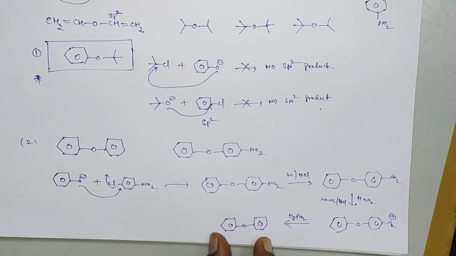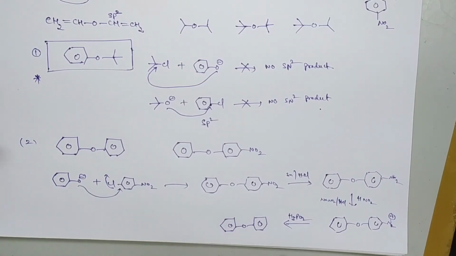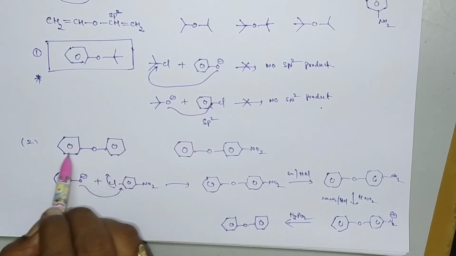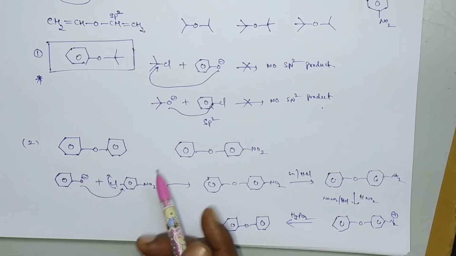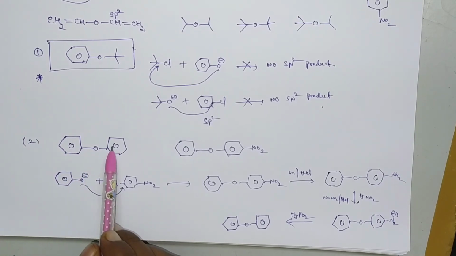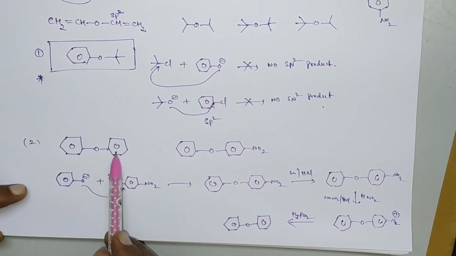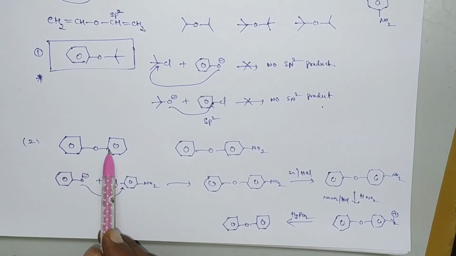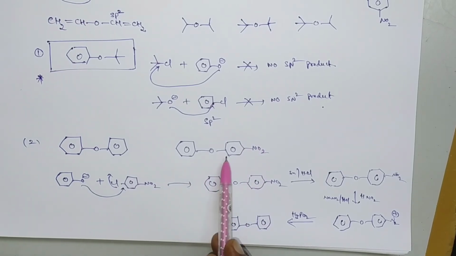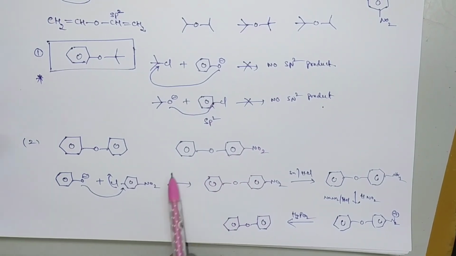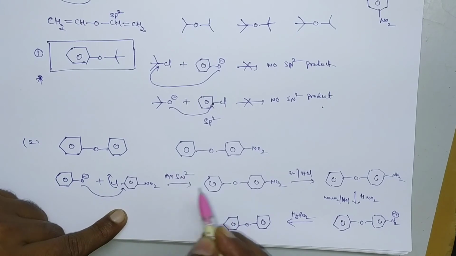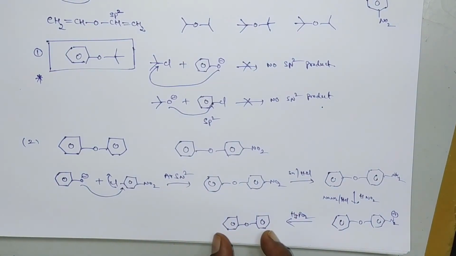So this diphenyl ether can be prepared in this way indirectly, but we can't prepare it directly by using two phenyl molecules. The diphenyl ether cannot be prepared directly by Williamson synthesis, but it can be prepared by preparing para-nitro diphenyl ether first, using the AR-SN2 reaction. Then we convert it into diphenyl ether.